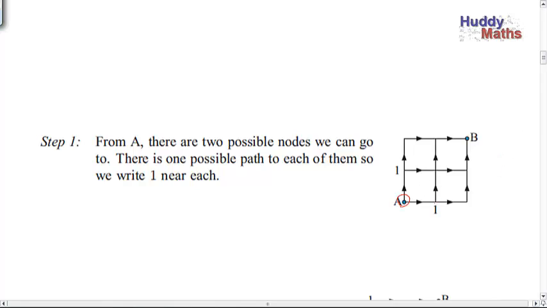So starting at the beginning, we could go to this node or this node. There's one possible path to each of them, so we write one near each. This number means the number of ways of getting to that point from our starting point. You got it? Let's build it now.